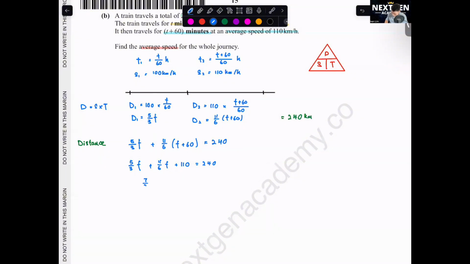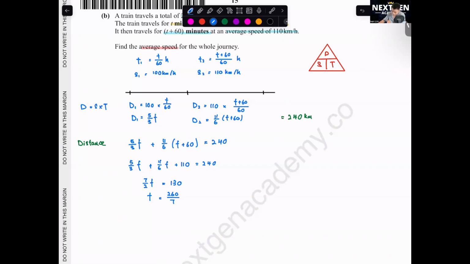Here we get 7 over 2 t equals 240 minus 110, which equals 130. T is 130 times 2 over 7, which is not a very nice number. Here we write it as 260 over 7 first. 260 over 7.